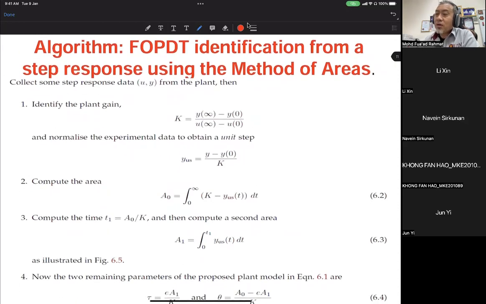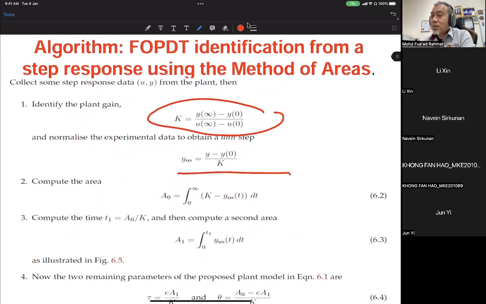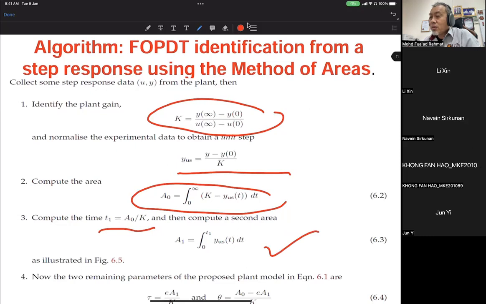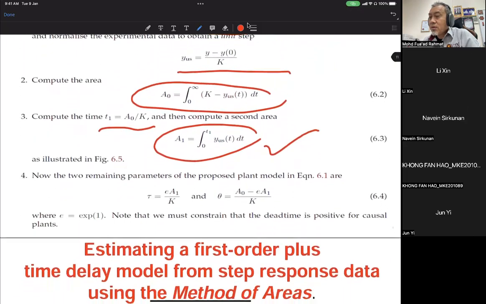First we identify the gain K, using this formula: K equals y infinity minus y0, the final value minus the initial value of the output, over the input. Then we normalize the experimental data to obtain a unit step. Then compute the area under the graph using the integral. Then compute the time, A0 over K. And then compute the second area, A1, as illustrated in the next figure.